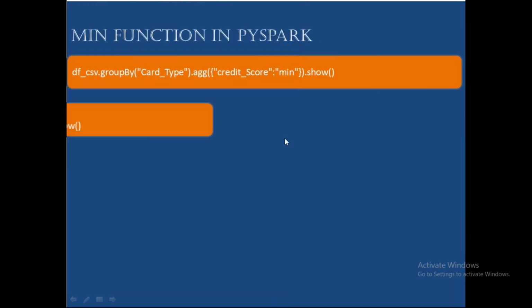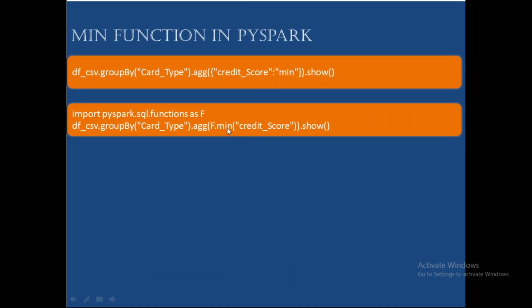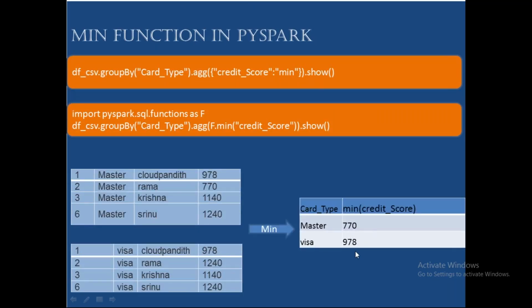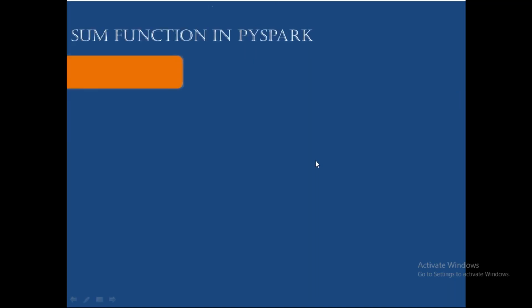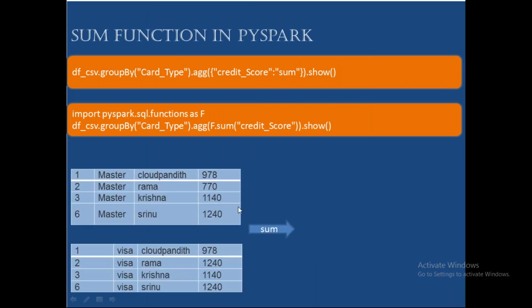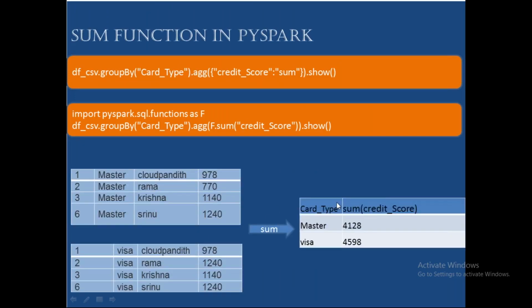Now the min function: f.min of credit score. In this, what is the minimum score? 770 and 970. If it is sum, you see here f.sum of credit score. It is exactly the same. We're just going to sum up each group, with the Master sum and the Visa sum.